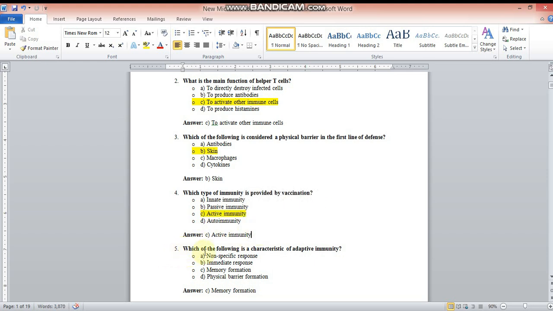The next MCQ is, which of the following is a characteristic of adaptive immunity? A. Non-specific response, B. Immediate response, C. Memory formation, D. Physical barrier formation. So the correct option is C.